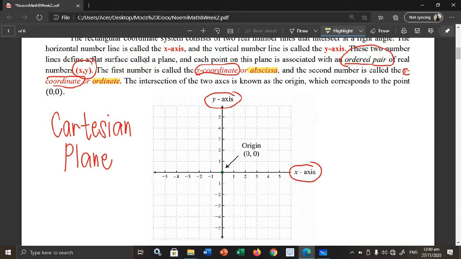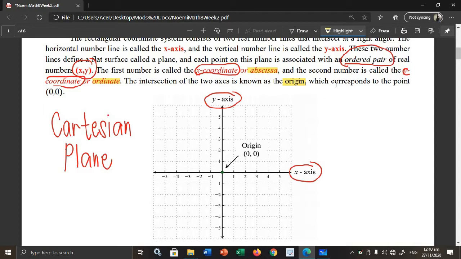The ordered pair is composed of two variables, x and y. So x can be called sometimes the x-coordinate or abscissa, and the second one, which is the y, is called the y-coordinate, or minsan tinatawag siyang ordinate. They are just the same. Don't be confused with a lot of terms here. And then the intersection of the two axes is known as the origin. Kung saan nag-intersect yung dalawang line, ang tawag doon ay origin, which corresponds to the point 0, 0.